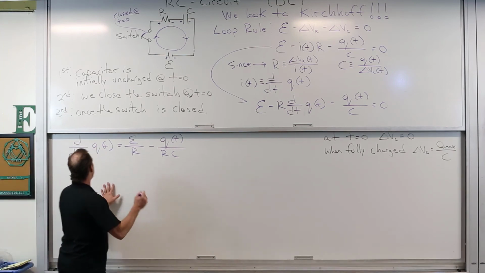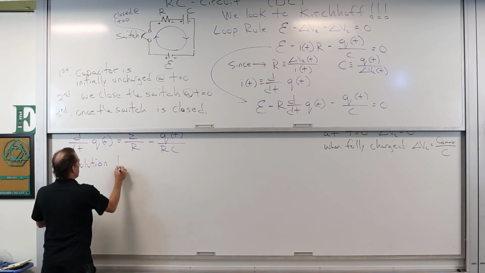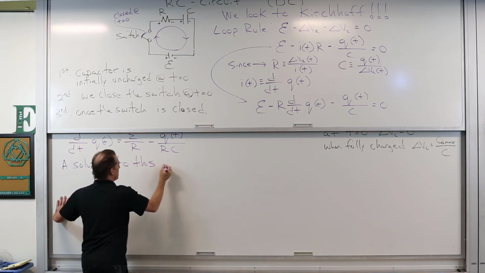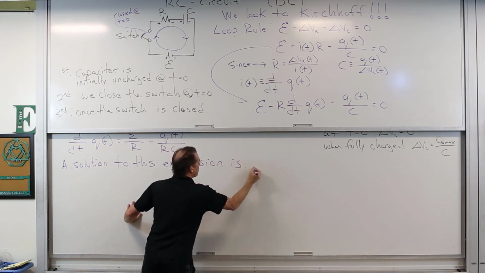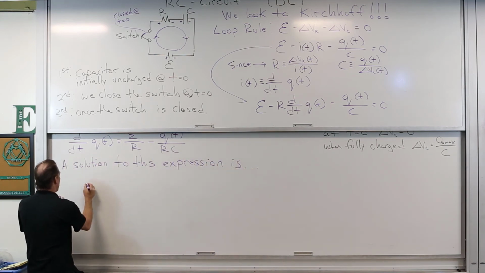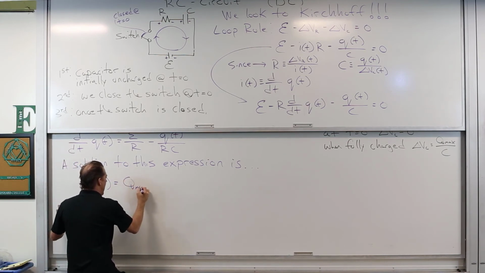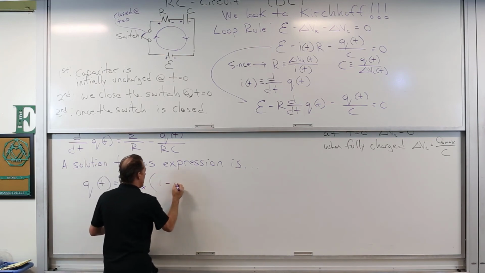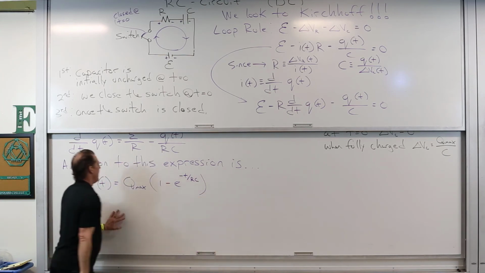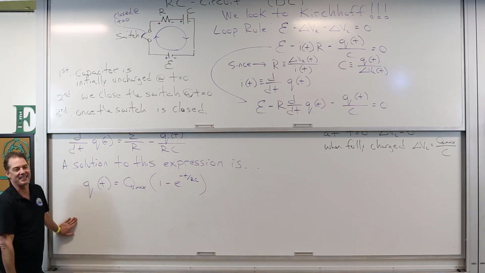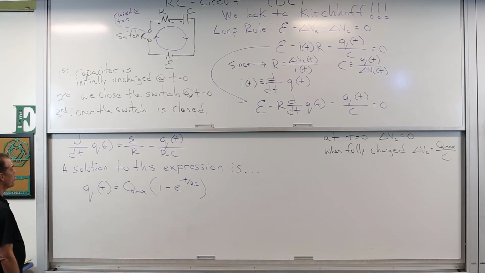So the solution to this is, drum roll, we've got ourselves q(t) is equal to q max multiplied by 1 minus e to the negative t divided by RC. And you probably look at that and go, yeah, I could have guessed that. Just kidding. Anyways, that's a solution to that.